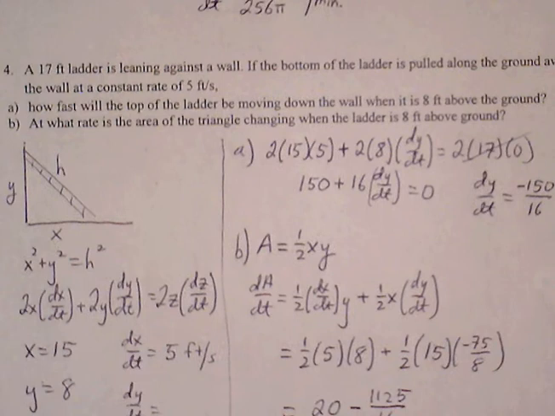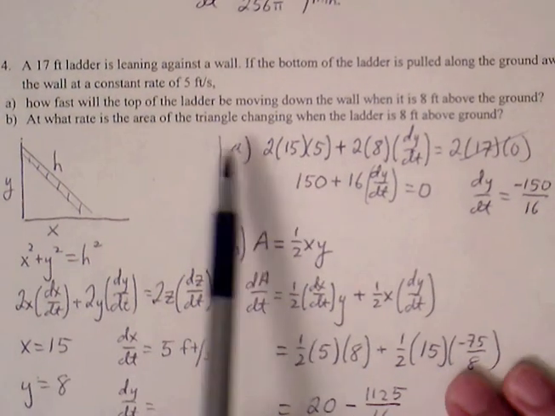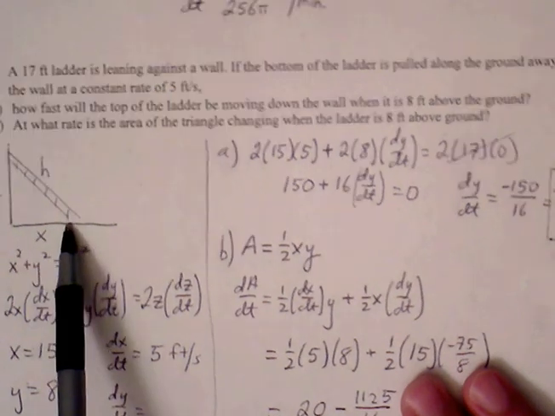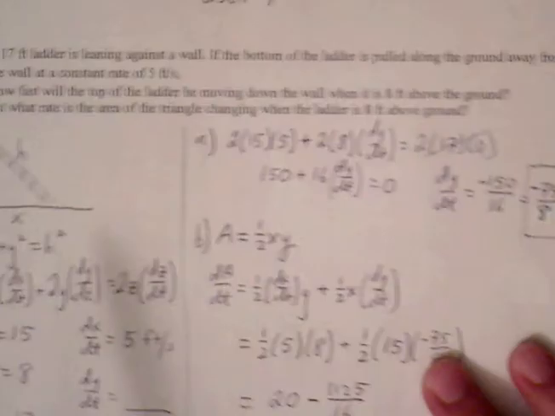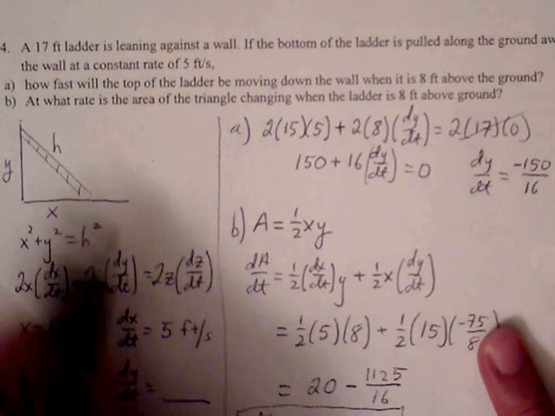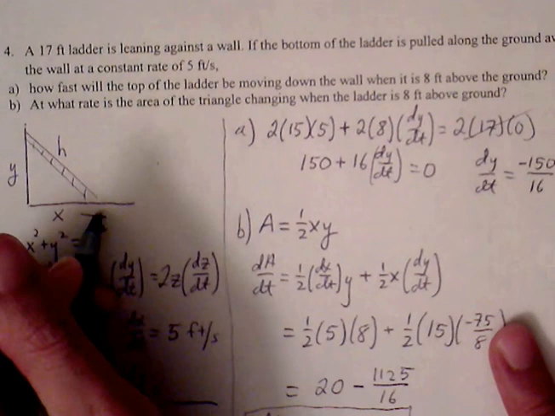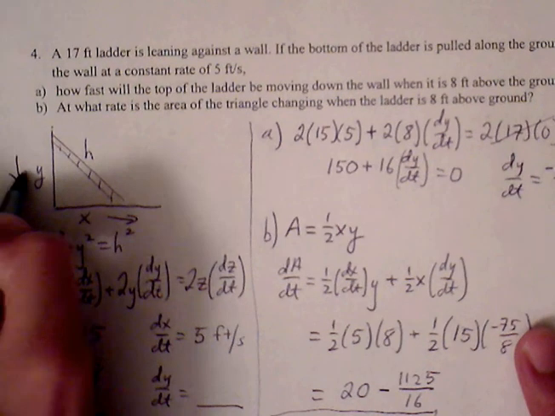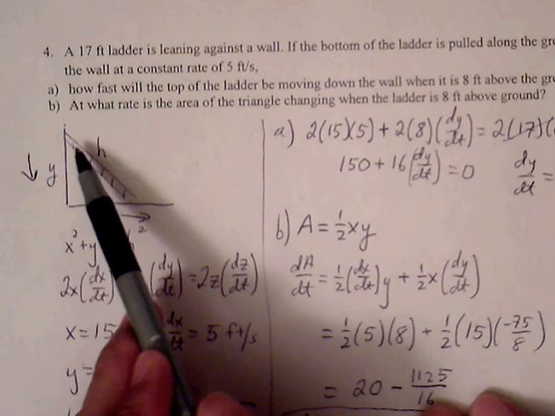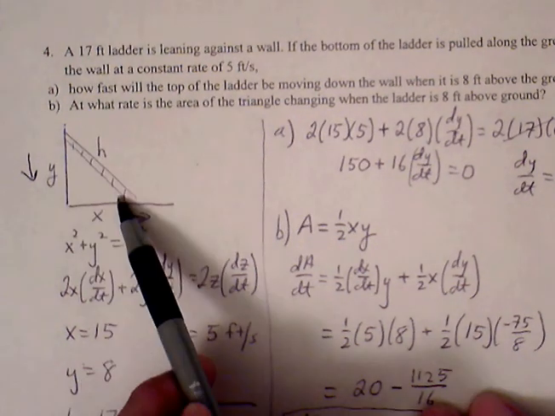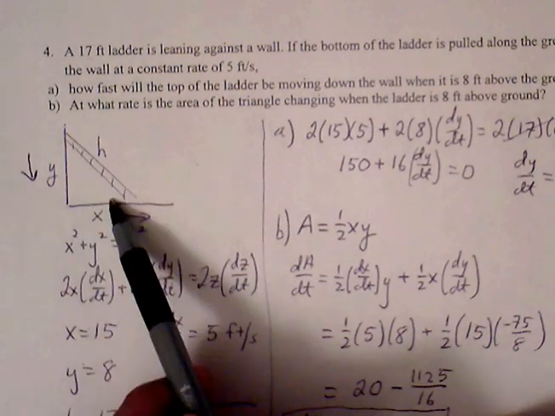All right, number 4. A 17-foot ladder is leaning against the wall. The bottom of the ladder is being pulled along the ground away from the wall at a constant rate of 5 feet per second. So we know x will be moving to the right, and then y will be going down. We're looking at the rate of change of this triangle here.